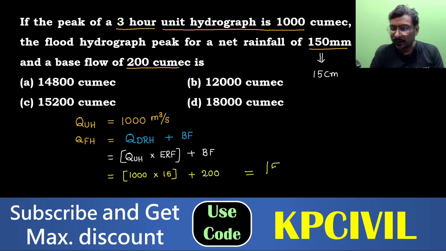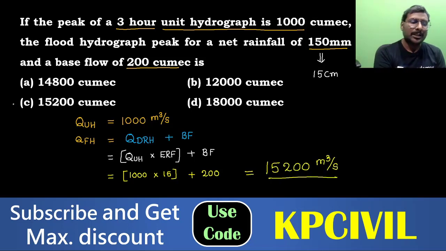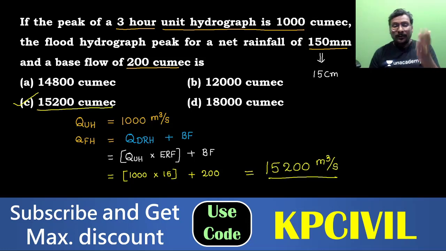What is the answer? 15,200 meter cube per second. Answer is option C. Simple. QFH is equal to QDRH plus base flow. We are adding. Finally we get 15,200 meter cube per second.